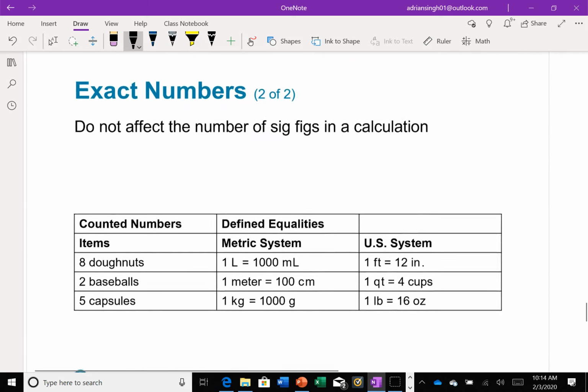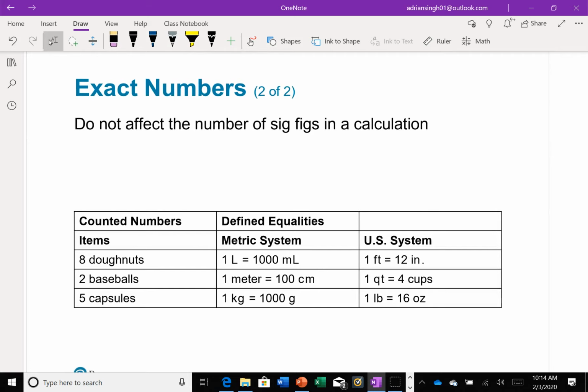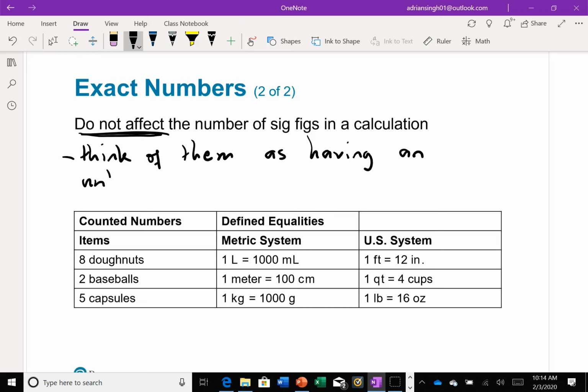So when we encounter exact numbers and start using them in calculations, they are not going to affect the number of sig figs in the calculation. In other words, you can think of them as having an unlimited number of sig figs. All right, so when we have to address sig figs in the calculation at the very end, we're not going to worry about those exact numbers. They're not going to tell us where to round, for instance. The measured numbers would, right, because there is uncertainty associated with those.